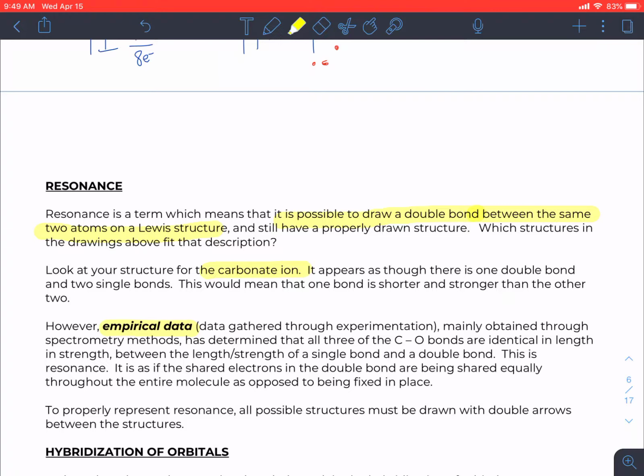This is resonance. It is as if the shared electrons in the double bond are being shared equally throughout the entire molecule. To properly represent a resonance, all possible structures must be drawn with double arrows in between. And so let's look at what that looks like.